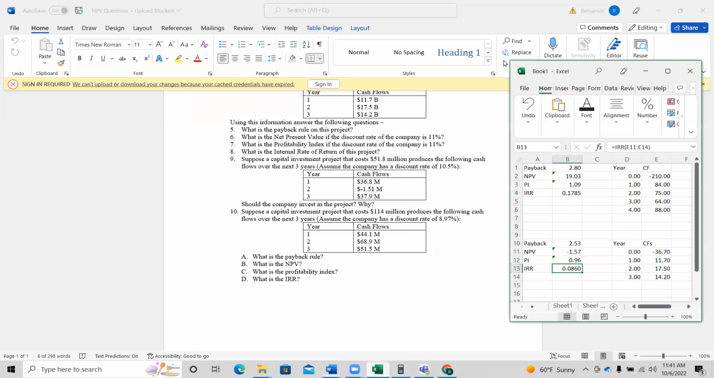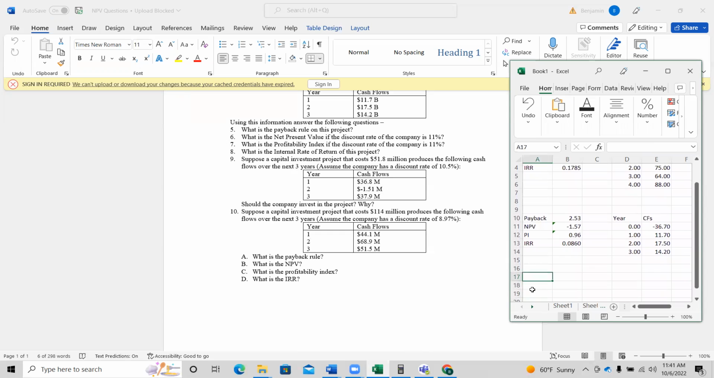So what we can do in solving for problem 9 is we can use net present value. Whenever there's unconventional cash flows, whenever we face either mutually exclusive projects or multiple rate of return projects or unconventional cash flows, we use net present value. So let me just calculate the net present value here.